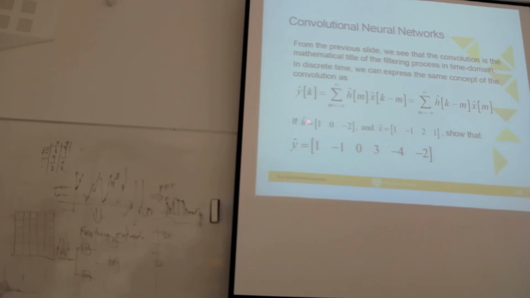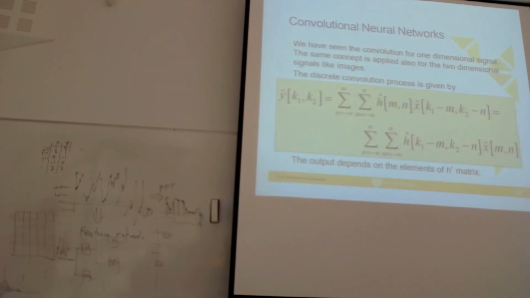So if the impulse response of the system is 1, 0, minus 2, and you have this input, then you can find the output. It will be these values, and it can be computed in this way. Any linear system, the output of a linear system, is modeled as a convolution between the input and the impulse response. The same holds in 2 dimensions.